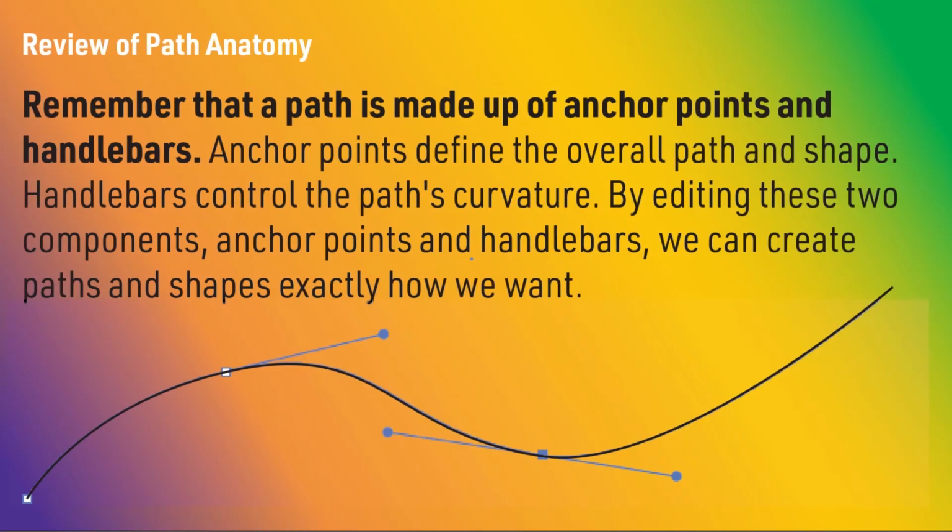Let's review the anatomy of a path. Remember that a path is made up of anchor points and handlebars. An anchor point defines the overall path and shape, and handlebars control the path's curvature. By editing these two components, anchor points and handlebars, we can create paths and shapes exactly how we want.